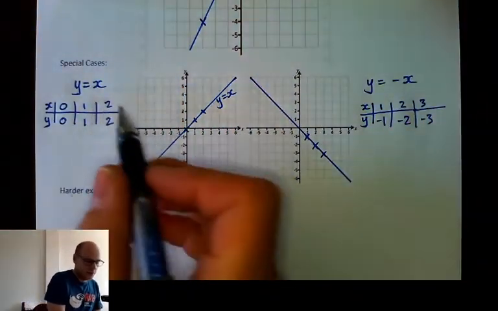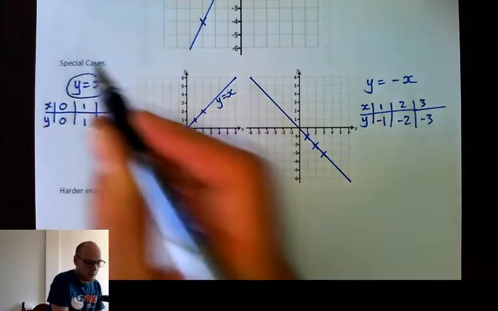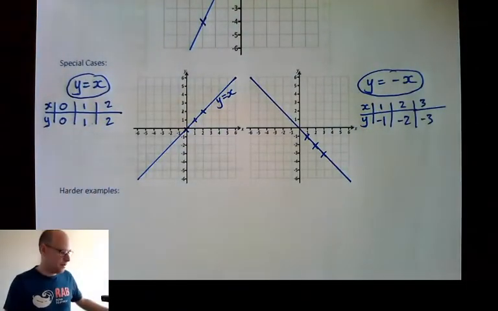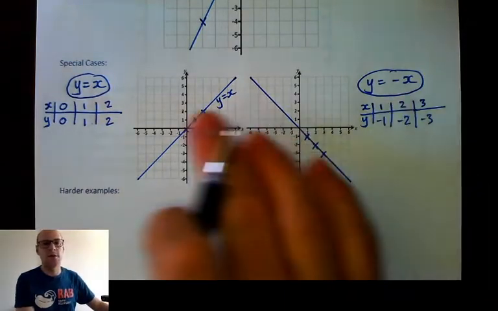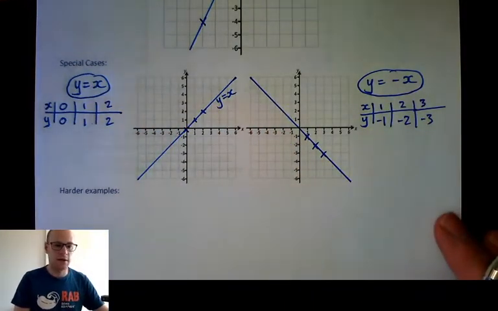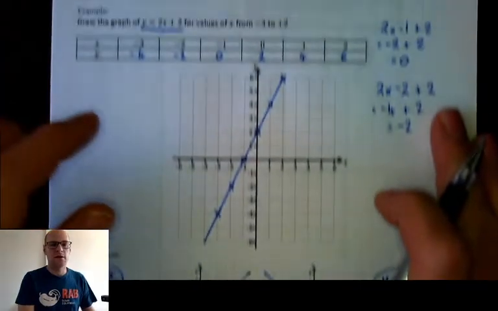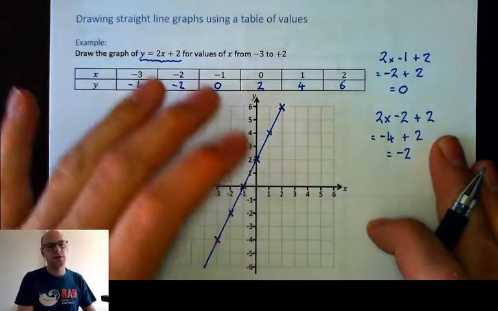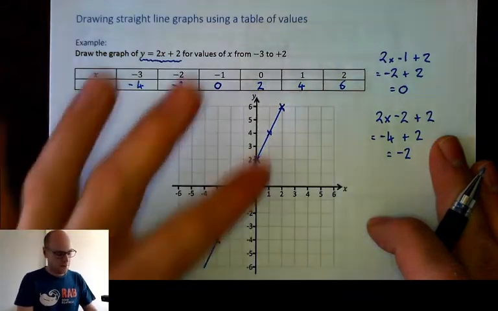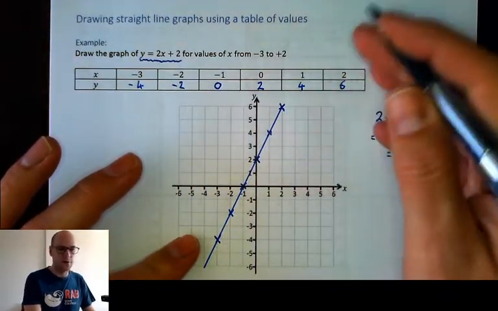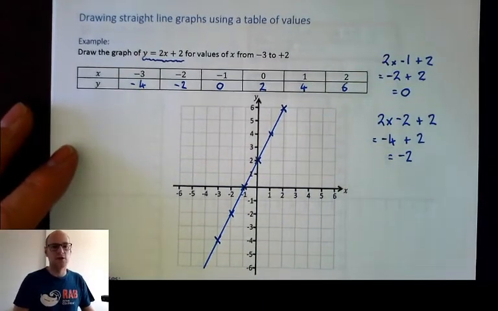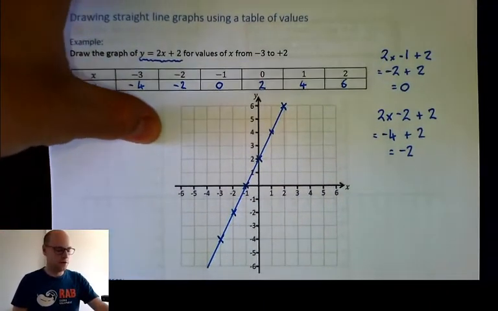So there you go, you've got two special cases that perhaps you didn't need to use a table of values for. However, if they look anything more complicated than that, then you are definitely going to need a table of values. Sometimes the table will be given to you, sometimes the grid will be given to you, sometimes you have to do that work for yourself. If the crosses go off the grid, don't worry about it. If they go off the axes, just draw the bit that you can fit on the graph.